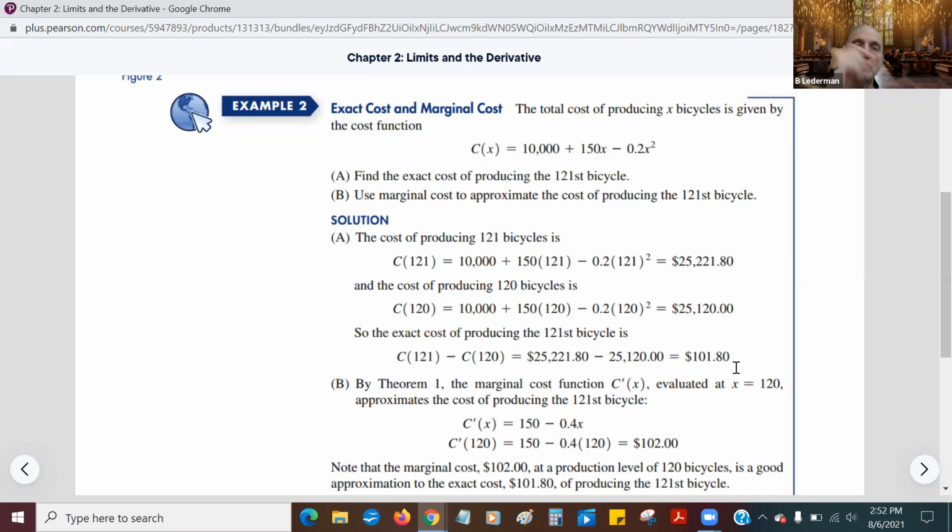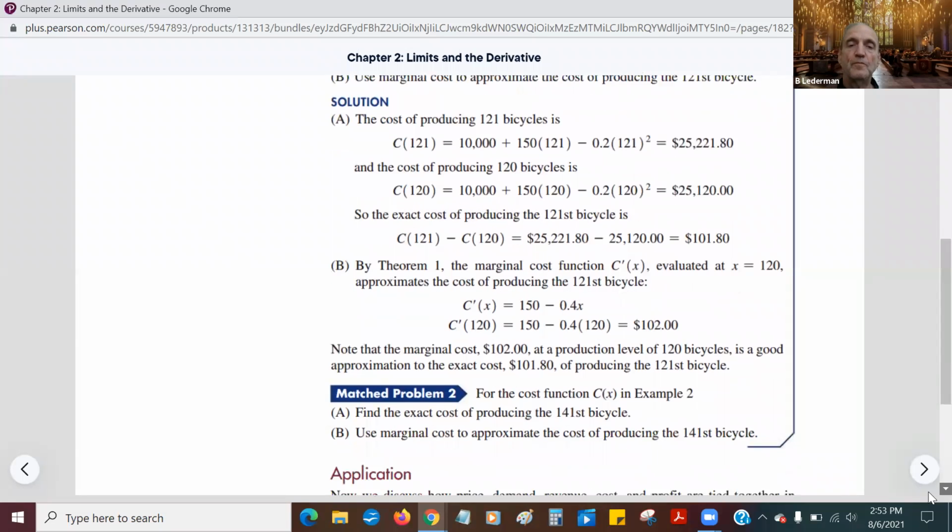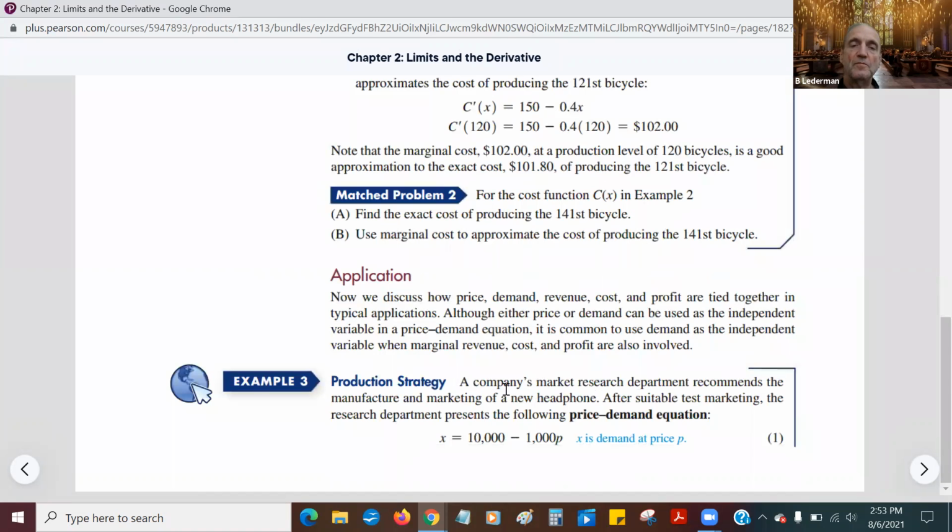Now, using the theorem, we know that we're evaluating when x equals 120, and C prime of x is 150 minus 0.04x. I get that just from taking the derivative of this formula they gave us. So C prime of 120 is 150 minus 0.4 times 120, which is equal to $102. And that's pretty close to $101.80. So it's not a bad approximation at all. So there you go. Okay, let's look at another example.